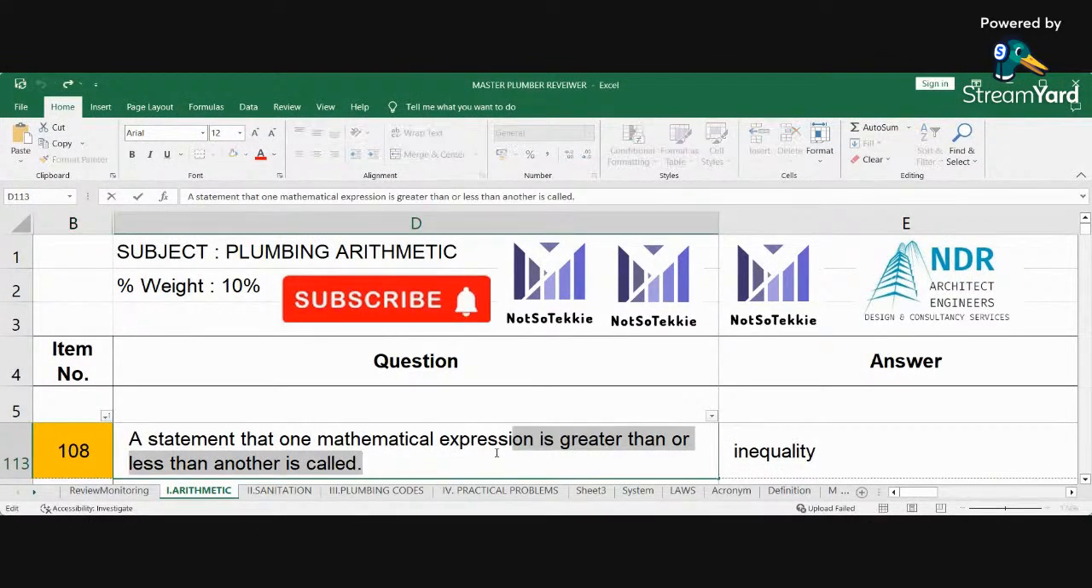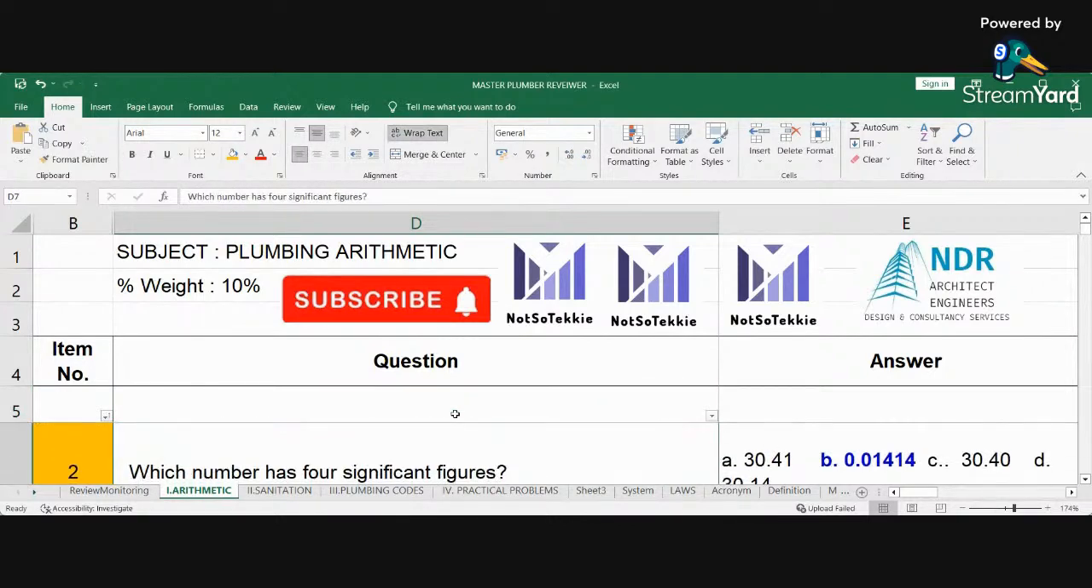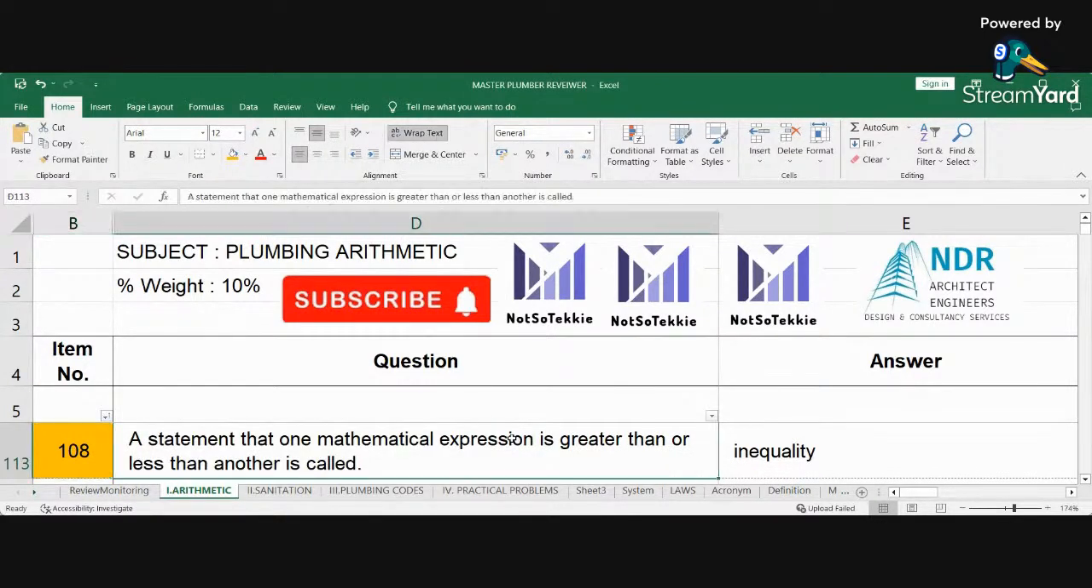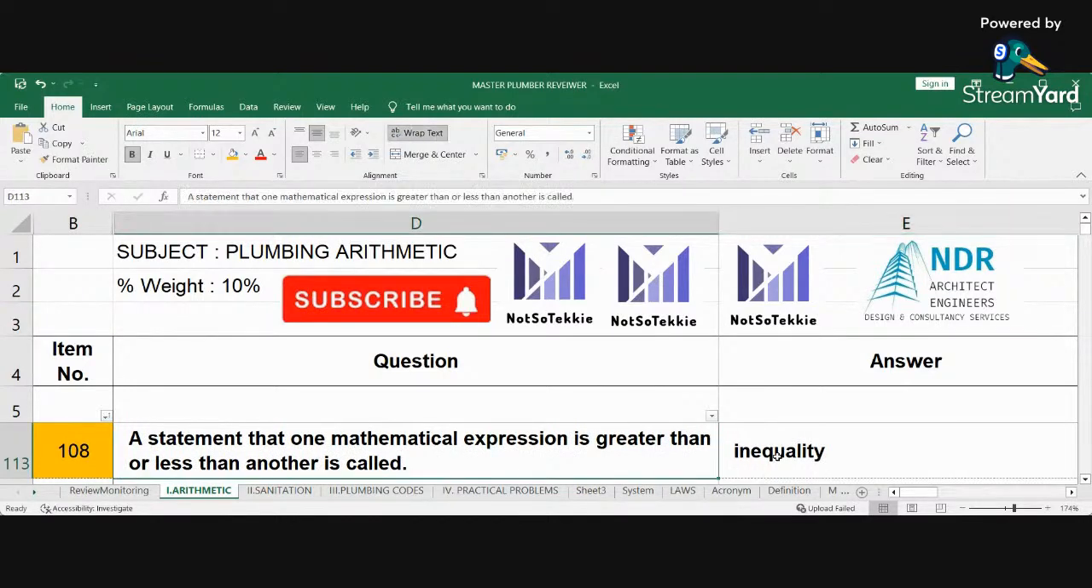A statement that one mathematical expression is greater than or less than another is called what? Answer is inequality. A statement that one mathematical expression is greater than or less than another is called inequality.